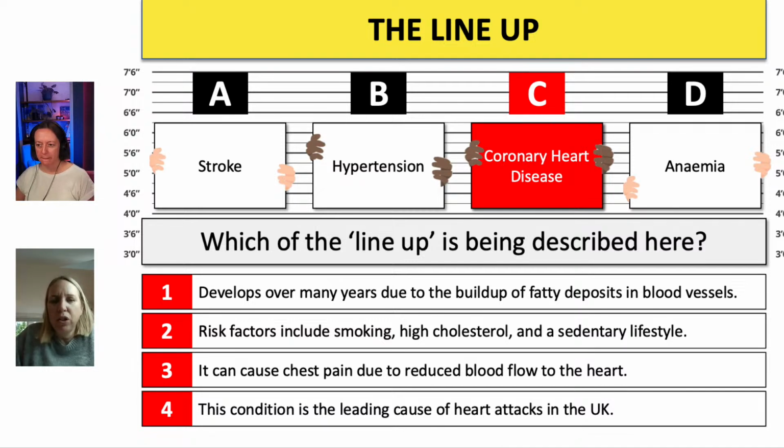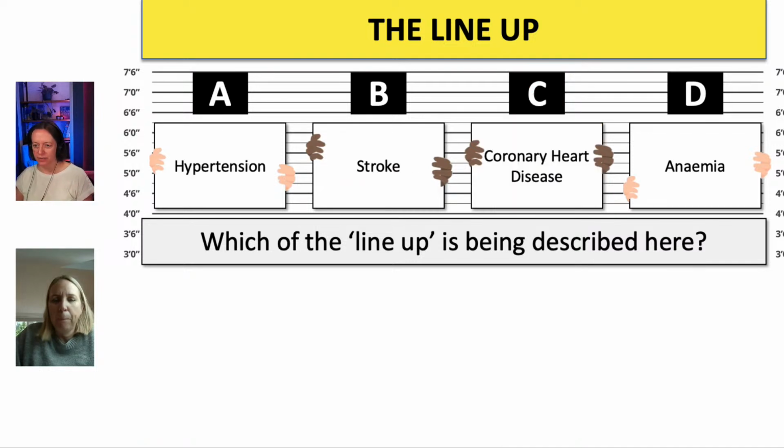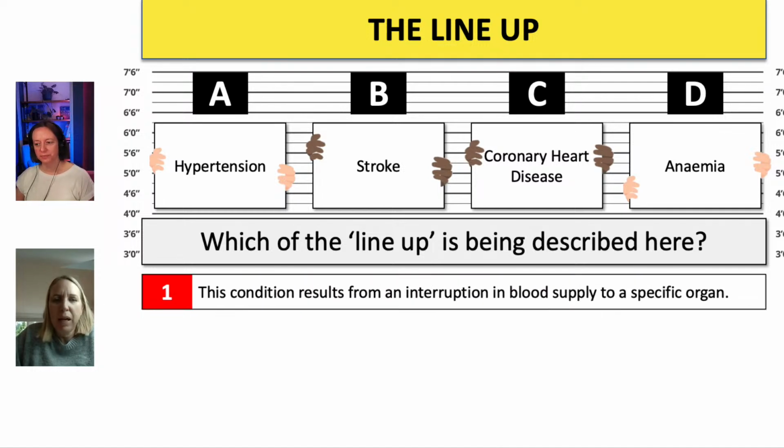So lots of key features of coronary heart disease there on the screen, and all of those combine together to make it not a very nice condition. Okay, let's have a look at the next one. So again, hypertension, stroke, coronary heart disease, or anemia. Our first clue, Lynn. Okay, so this condition results from an interruption in blood supply to a specific organ.